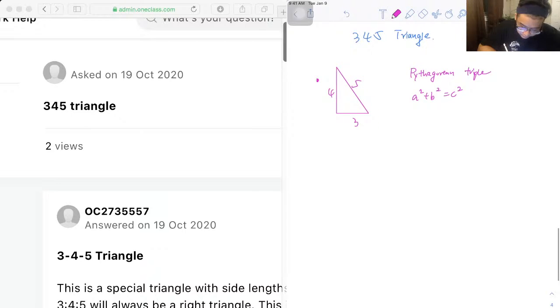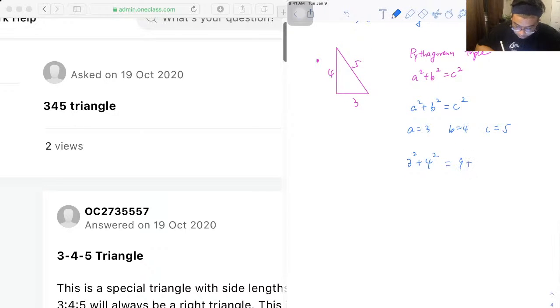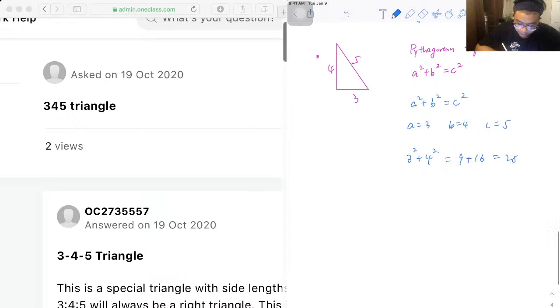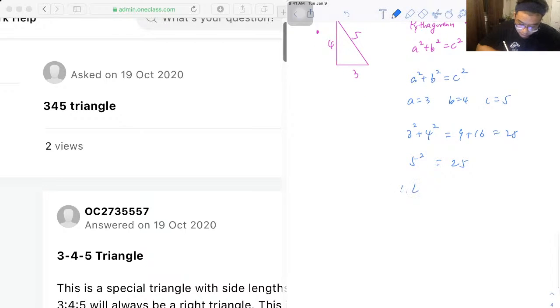Alright, so let us try. So we have a squared plus b squared is equal to c squared, where a is equal to 3, b is equal to 4, c is equal to 5. So we have 3 squared plus 4 squared, which is 9 plus 16, which gives us 25. And c squared is 5 squared, so 5 times 5 is still 25. So our left-hand side is equal to our right-hand side. Therefore, 3, 4, 5 triangles are right triangles.